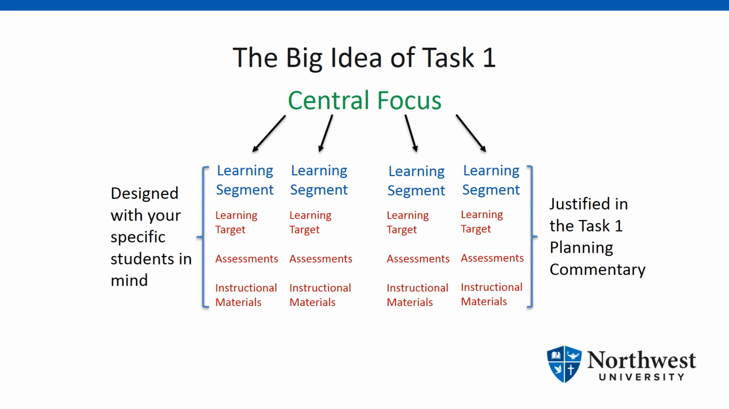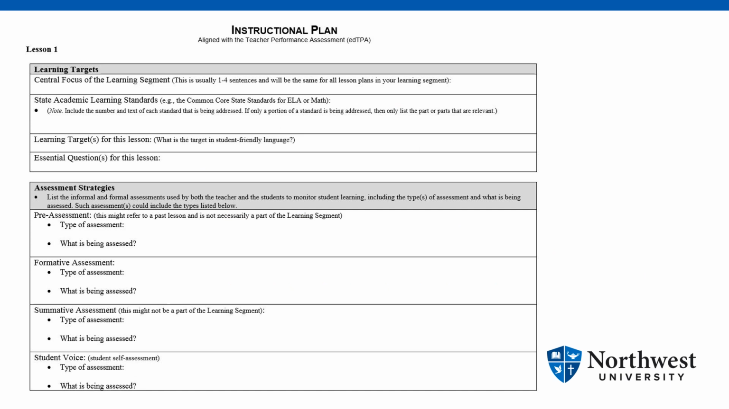And you'll write all of those up, each of those learning segments up into a discrete lesson plan. So there will be a lesson plan for learning segment 1, a lesson plan for learning segment 2, etc. And you'll justify all of this in the Task 1 planning commentary, explaining why you made the decisions you made. We'll talk about the planning commentary later. For now, I want to focus on the lesson plan itself.